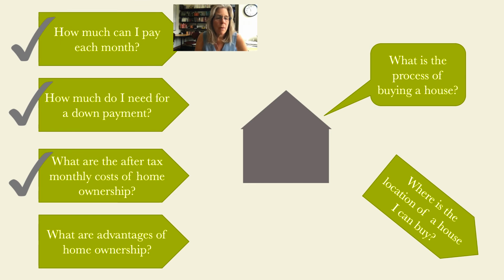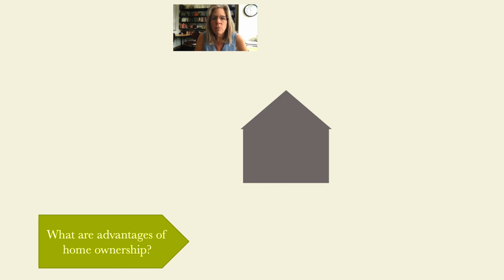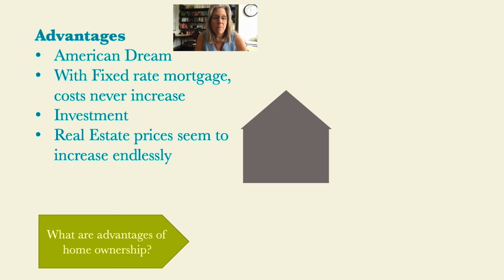So now we know how much we can pay each month, how much our down payment needs to be, and what our after-tax costs are. Now I'm just going to look quickly at the advantages and disadvantages of owning a home. There is this concept of the American dream of owning a home, and people just think it's what you need to do in life. That's not really true. There are some places in California or in the United States where this is not true, and all over Europe, many people do not own homes. They mostly rent. In New York, most people rent. In San Francisco, most people rent. It's changing a little bit over time, but you don't necessarily have to have this American dream.